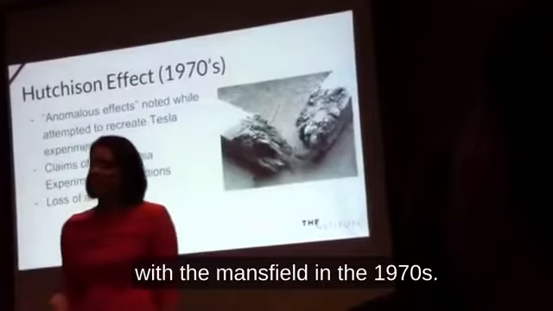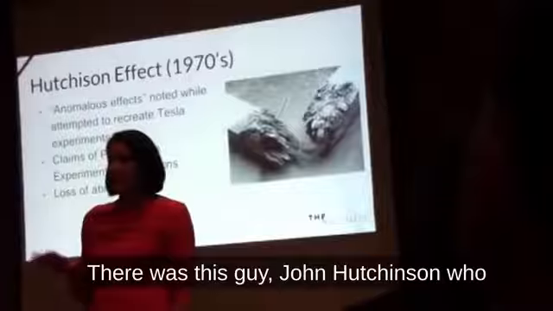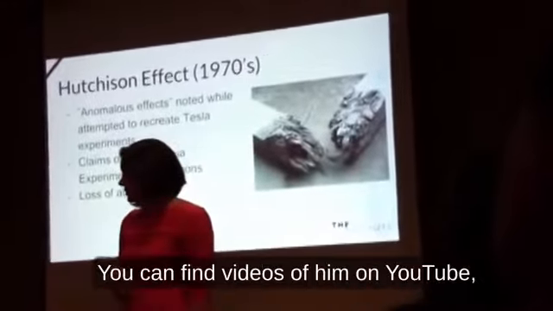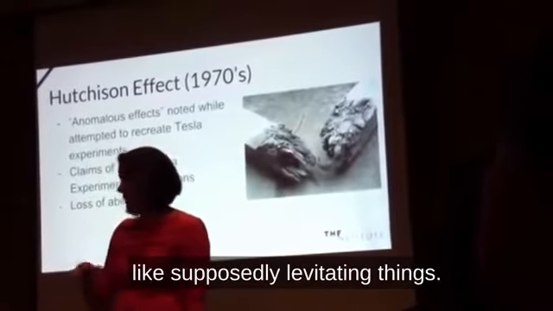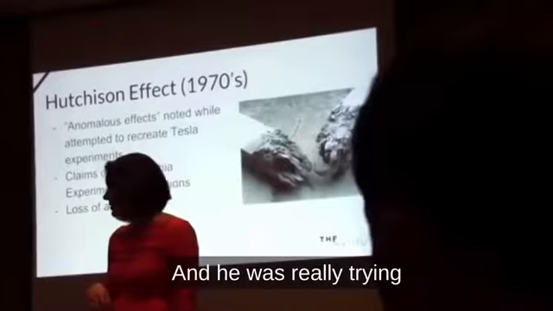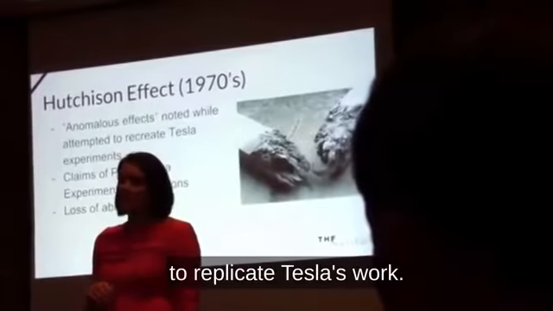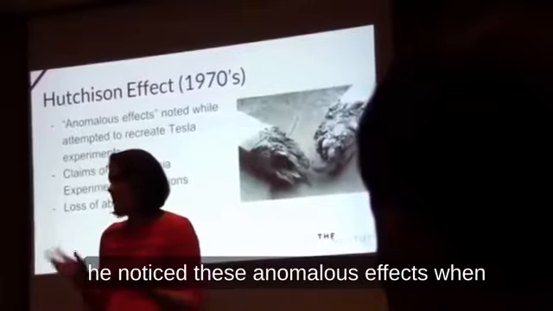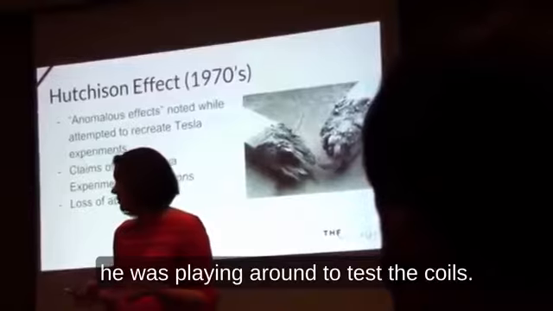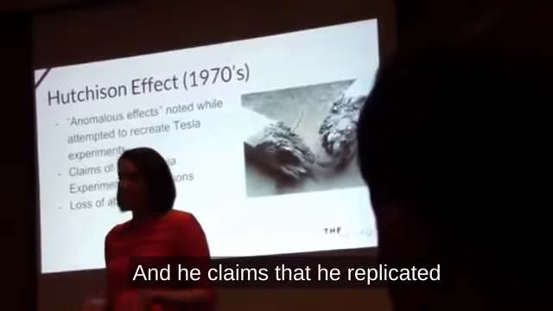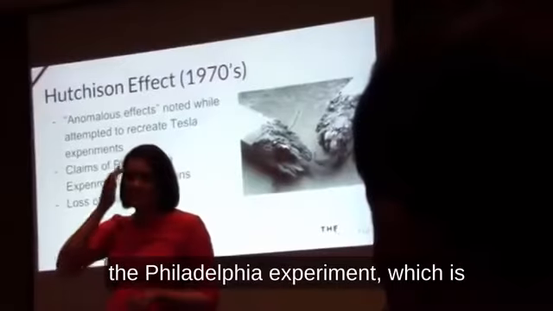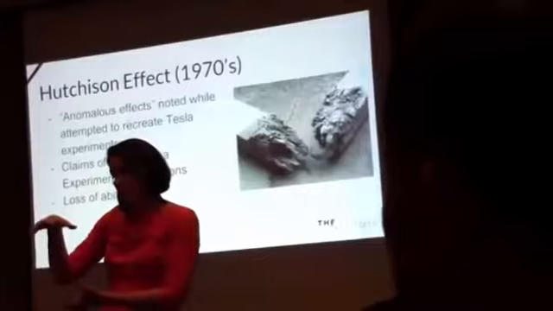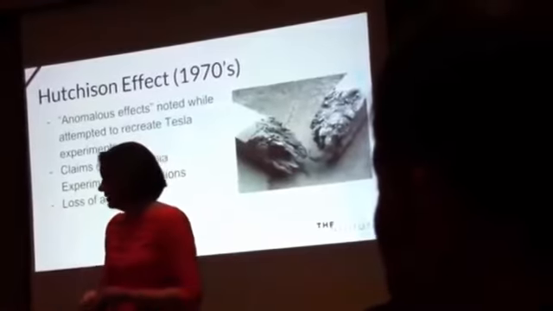In the 1970s, there was this guy, John Hutchinson, who's all over YouTube. You can find videos of him supposedly levitating things. He was really trying to replicate Tesla's work. He was really big into Tesla. And so he noticed these anomalous effects when he was playing around with Tesla coils. And he claims that he replicated the Philadelphia experiment, which is, of course, the experiment where the ship disappeared and then reappeared.